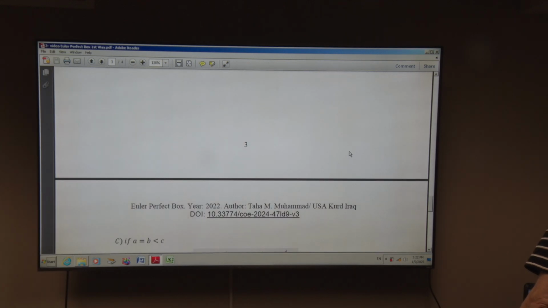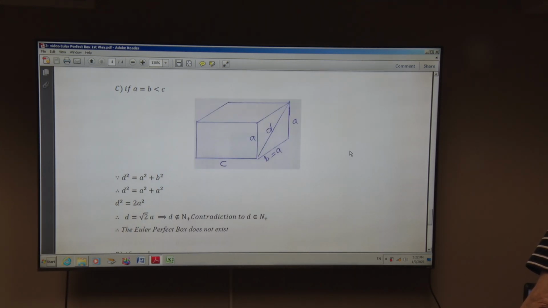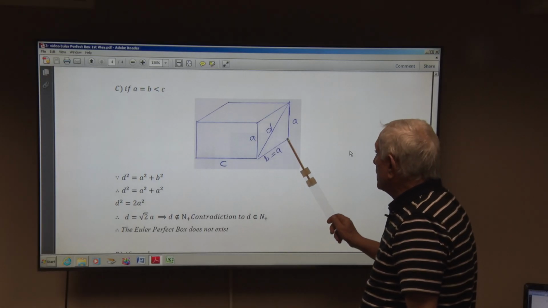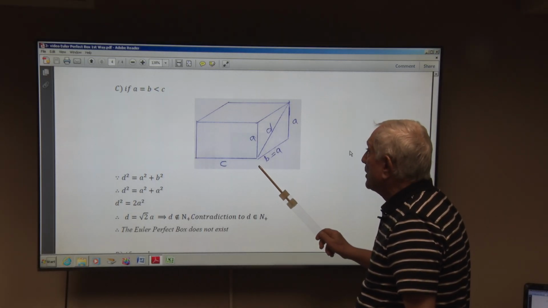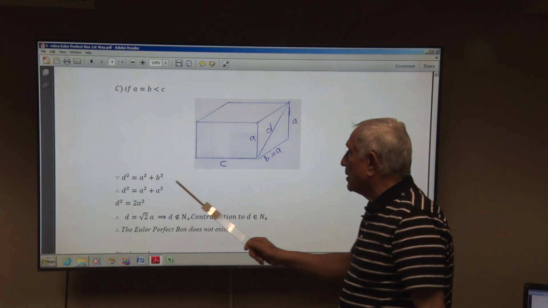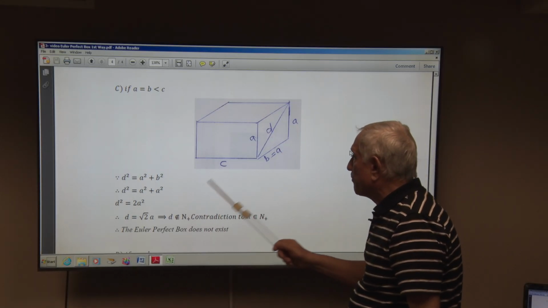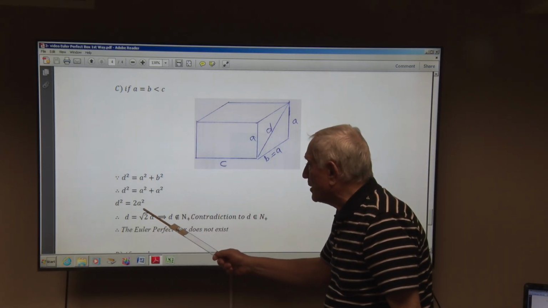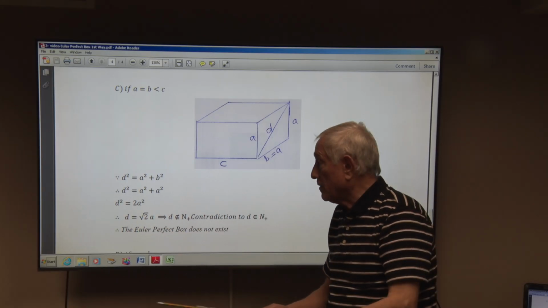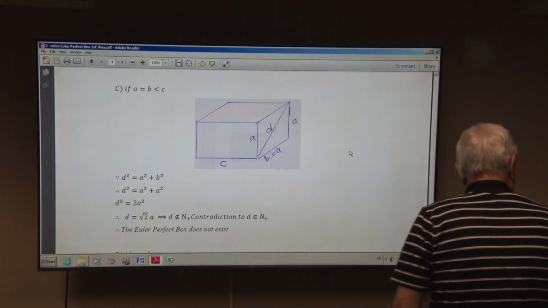Other possibilities. When A equals B without R. Then D squared equals what? A squared plus B squared. Then we got 2A squared. Then D is what? Is the square root of 2 an integer? No. Then no perfect box.